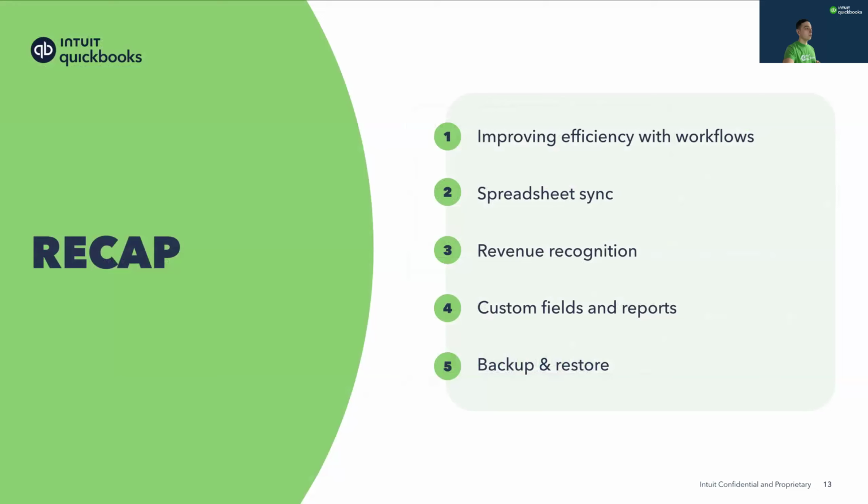So just as a bit of a recap of some of the bits that we've covered there. So we looked first of all at improving efficiency with all of those workflows that can automate those repetitive tasks that we might have within QuickBooks. Then we had a look at our spreadsheet sync tool very briefly. Again, if you do want to find out more information on that, I would urge you to reach out to your account manager just to have that conversation. But that's a two-way sync between Excel and QuickBooks. Then we've got revenue recognition, allowing us to recognize revenue by moving it directly from a deferred revenue account to a current income account and automate that process.